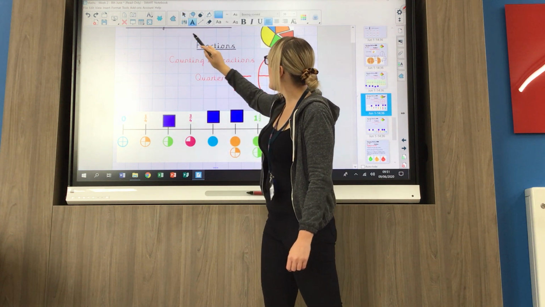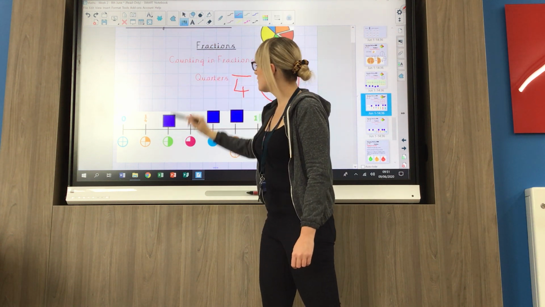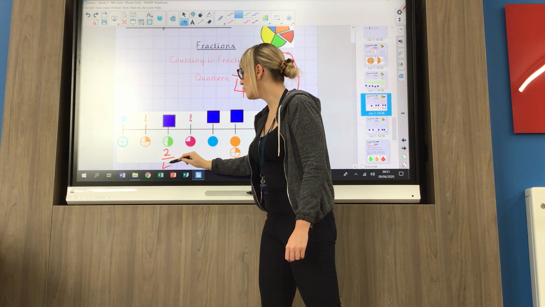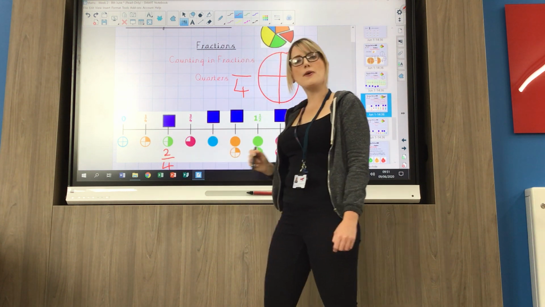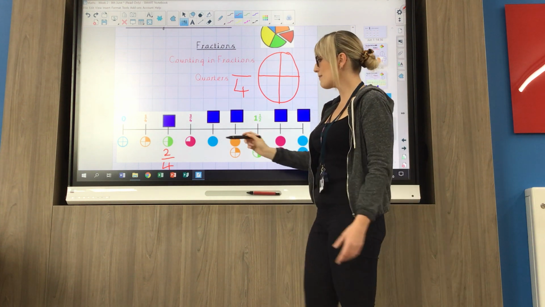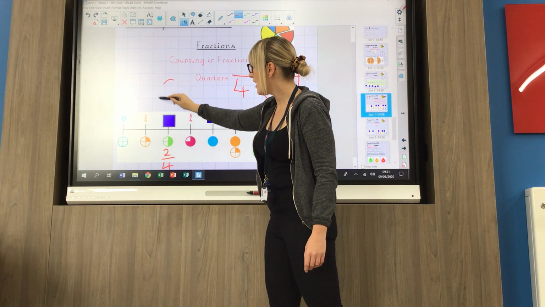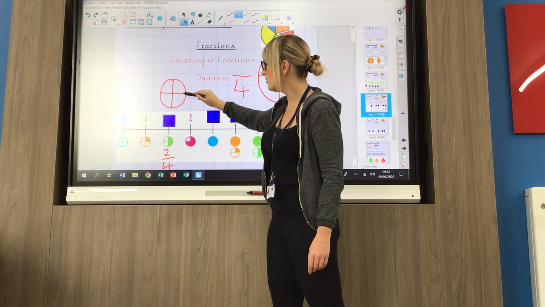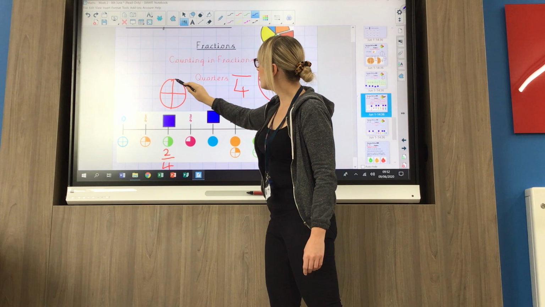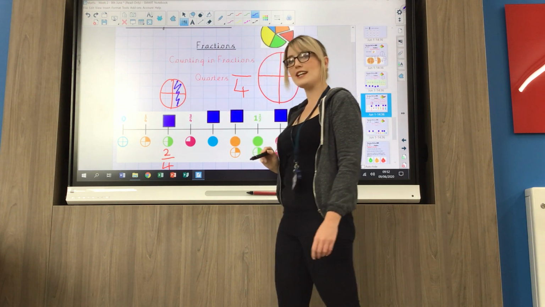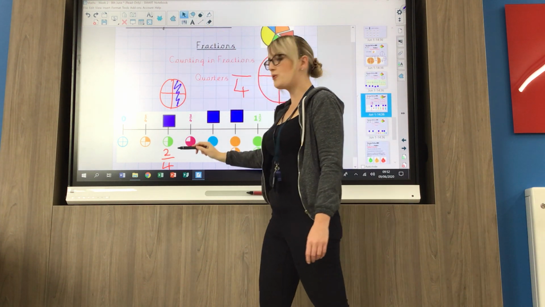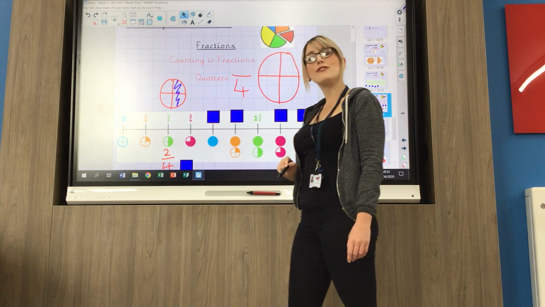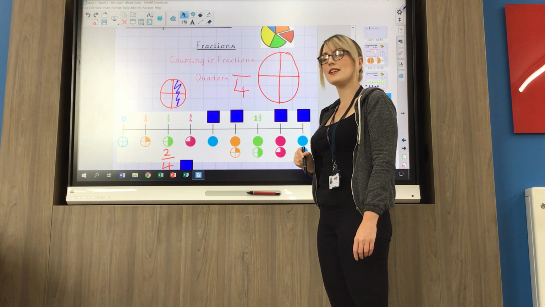Let me get my pen. So I've got 2 out of 4. But we spoke about this yesterday. What is that the same as? If I look at that picture, I've got my circle. It's split into 4, but all of that side shaded. So we know that 2/4 is the same as a half. So we need to remember that when we're counting in quarters.